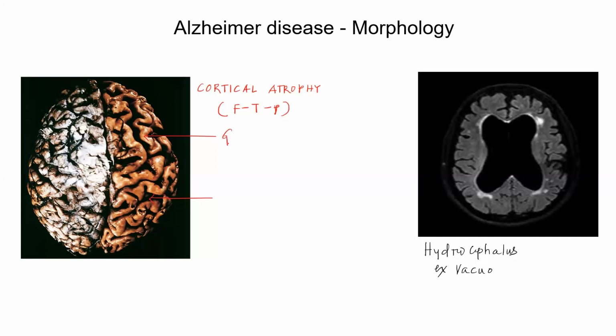You can appreciate the gyral thinning and sulcal widening. Because of the cortical atrophy, there will be gyral thinning and sulcal widening.